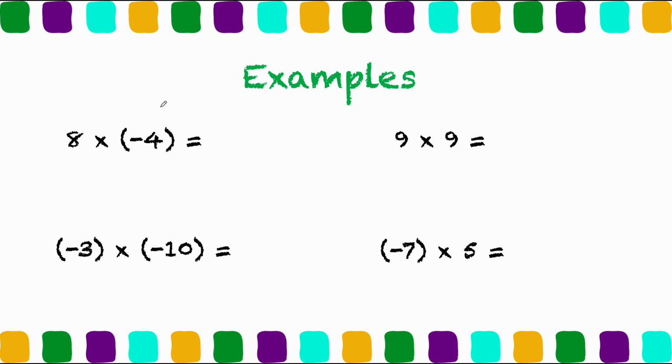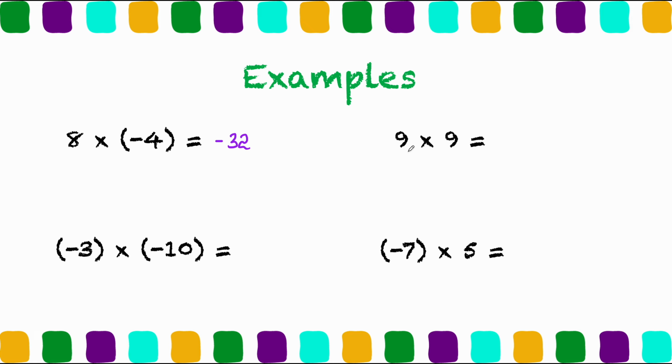Now let's try some examples. So remember, we have two different signs here. We have a positive and we have a negative. Now, -4 times 8 would give us -32.